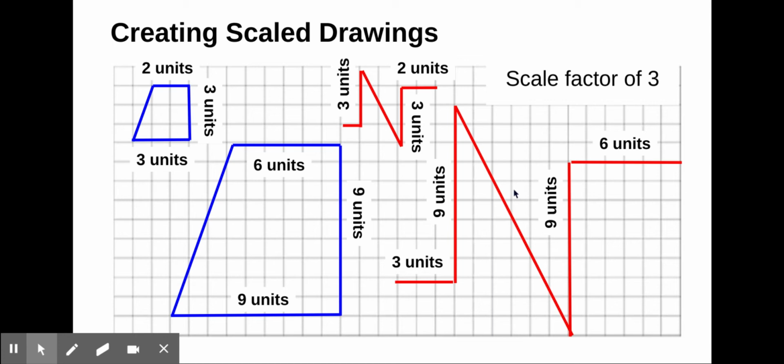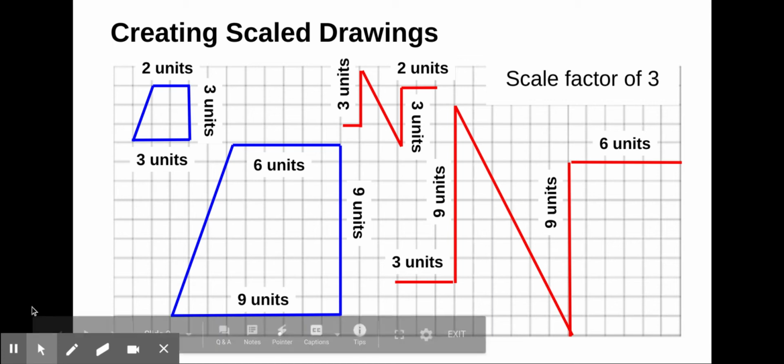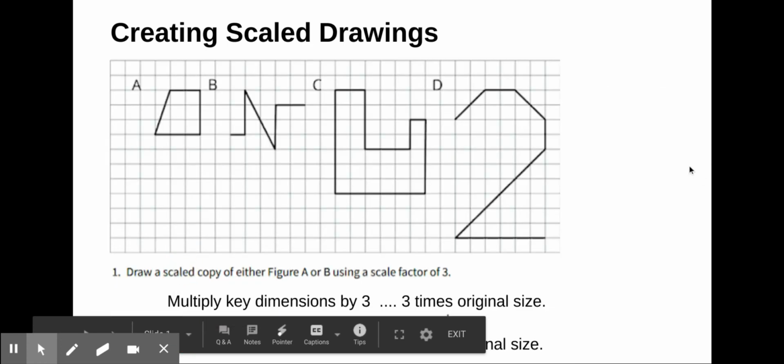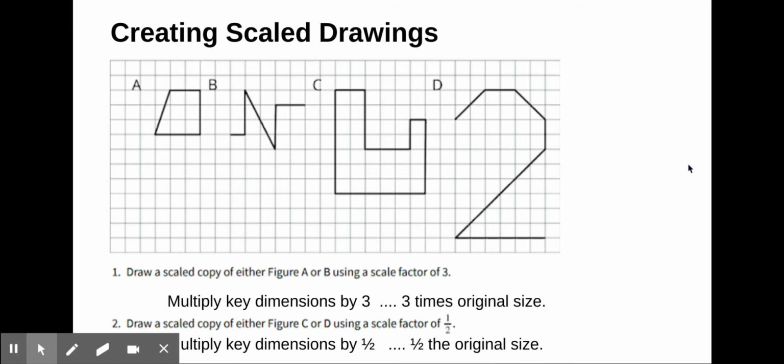Let's go back to the previous question here. Go back to slide 1. Okay, so the next thing it says, hey, for C and D, it's saying, hey, use a scale factor of 1/2. Well, essentially what we're saying is multiply by 1/2, or make it half the size of the original. This is the original. You can make something half the size of it. This is the original. Make something half the size of it.